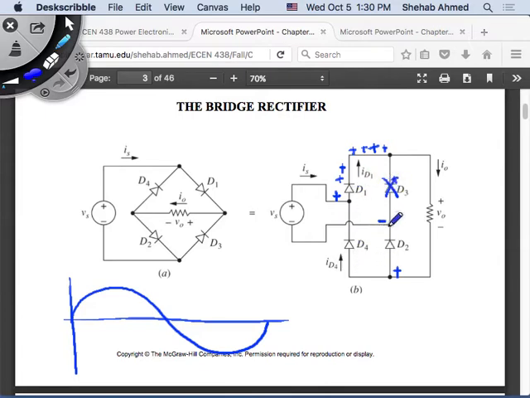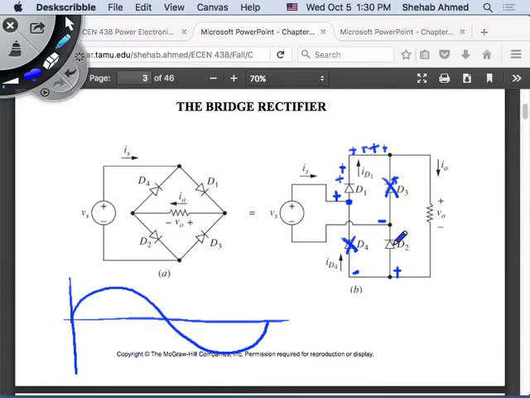Same thing with the bottom diode. This is the most negative potential in the circuit. This is the most positive potential. If this is the most positive potential in the circuit, then this is definitely more negative. So this diode will not conduct unless there is no other path for the current to flow, and there is energy stored in the circuit that is pushing current through. But now I have a resistive load, so I don't have to worry about that. So this diode will not conduct, and this diode will not conduct. How about this diode? This is the most negative potential in the circuit. This is definitely more positive potential, so this diode can conduct.